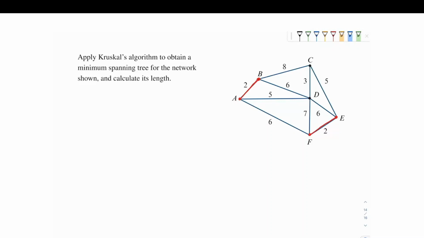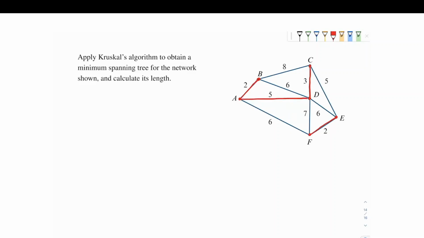So once we've used the 2 and the 2, we've got the 3 over here that we could use. So we'll mark that one in over there. So this one would be from C to D. Okay, there's that one. And then after 3, is there a 4? There's no 4. There's a 5 over here. So we can use this one or that one as long as it doesn't form a cycle. So we'll put this in.